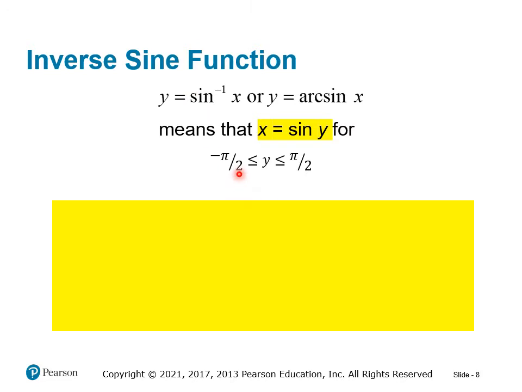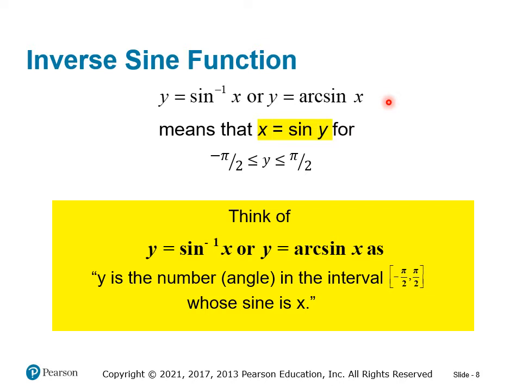Notice that the angles for sine go between negative pi over 2 and pi over 2, which means that whenever we're solving for inverse sine, we're looking for values in either quadrant 1 or quadrant 4. Okay? And the way to think of this is y is the angle in the interval negative pi over 2 to pi over 2, or y is the angle in quadrant 1 or 4 whose sine is x. Y is the angle in quadrant 1 or quadrant 4 whose sine is x.